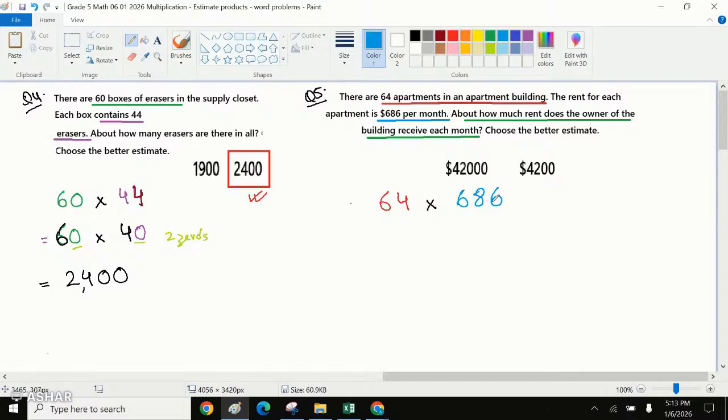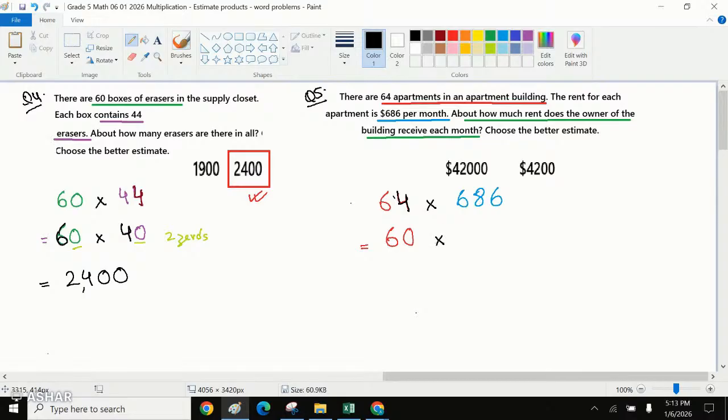So 64, no, it's not difficult, right? See, there are 64 apartments and each apartment has a rent of 686, right? So whenever we are rounding off, we look at this 4, right? So this 4 would mean it's rounded down. That becomes 60.